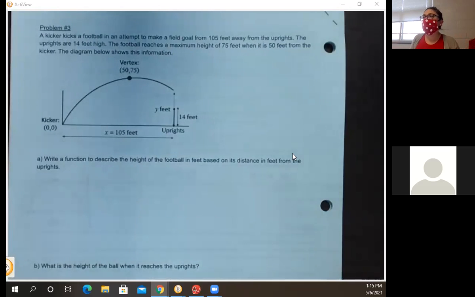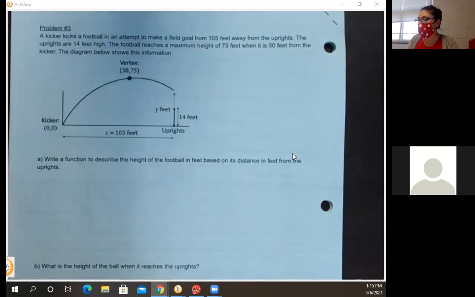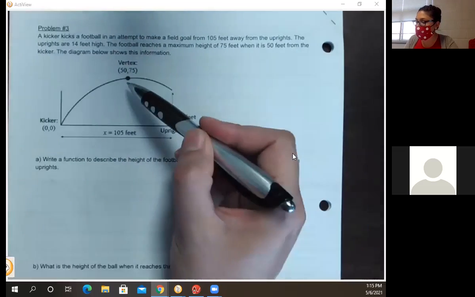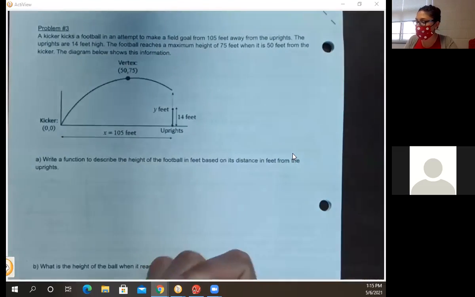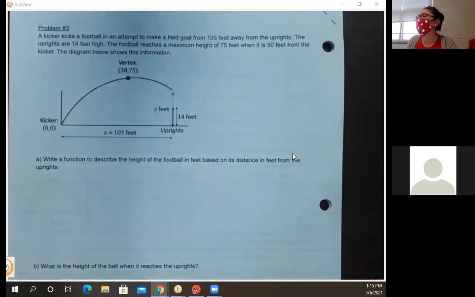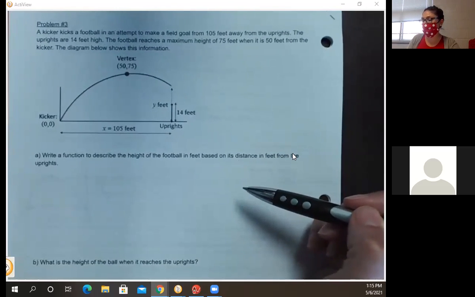Now, this problem's a little bit different than the ones we've seen so far because we don't have a function that describes this. We've got some important information here. We've got some distances. So we know the vertex of our parabola. We know where we started. We know the height of those uprights. We don't have a function that describes this. That's actually what we're going to do. We're going to create the function on this one, okay?